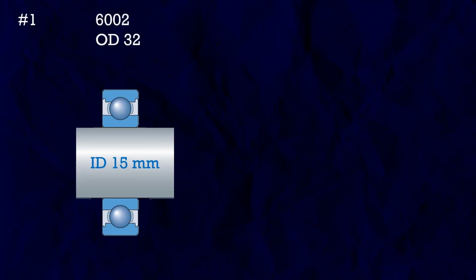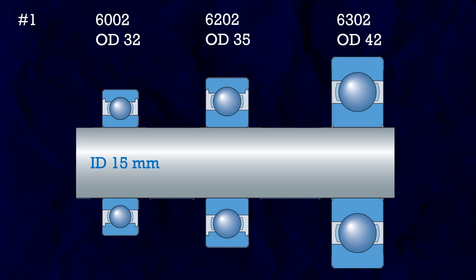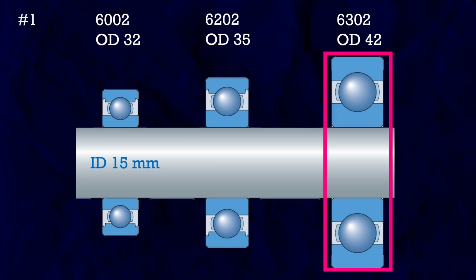So the first thing we can do is increase the size of the balls, the diameter of the balls. For example, for bearing 6002, the bearing ID is 15 mm and the OD is 32 mm. And for the 6202, the bearing ID is still 15 mm, but the OD is 35 mm. And for 6302, the ID is the same 15 mm, but the OD is 42 mm because the ball size is increasing. But what if we don't have much radial space in the bearing housing?